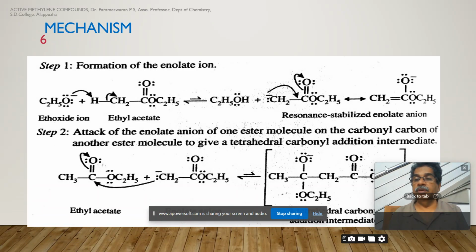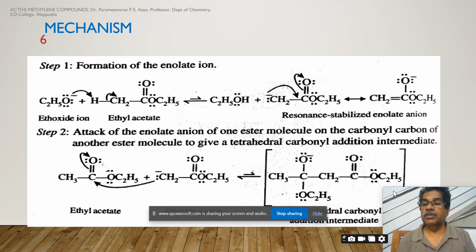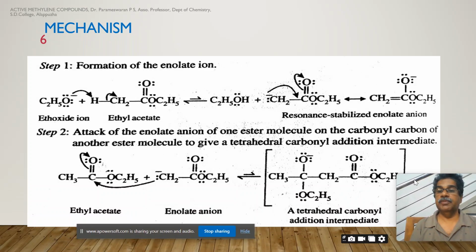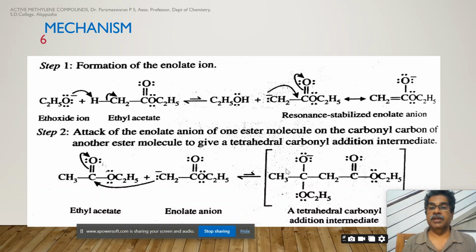It is also already discussed in the classroom, but summing up the mechanism, first is the formation of an enolate ion or a carbanion. So here the ethoxide ion abstracts a proton from ethyl acetate to form a carbanion. It is resonance stabilized. Then the resonance stabilized carbanion attacks the carbonyl carbon of the second ethyl acetate to form a tetrahedral carbonyl addition intermediate.